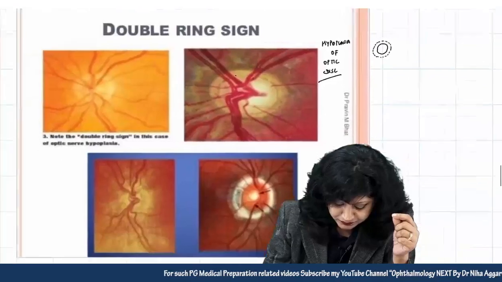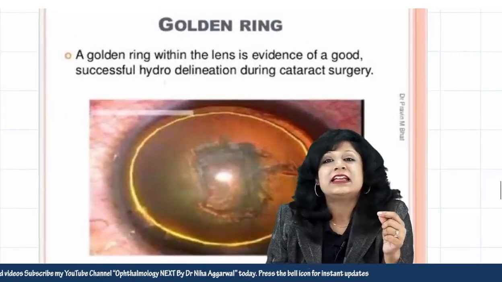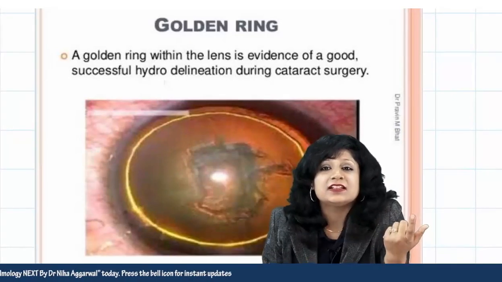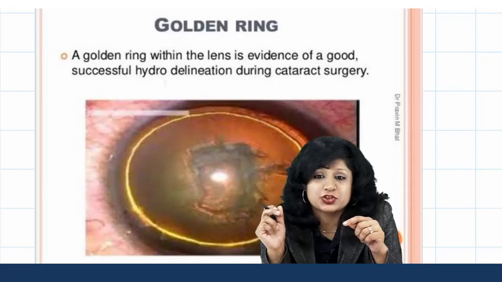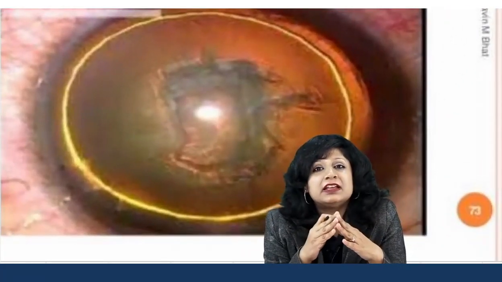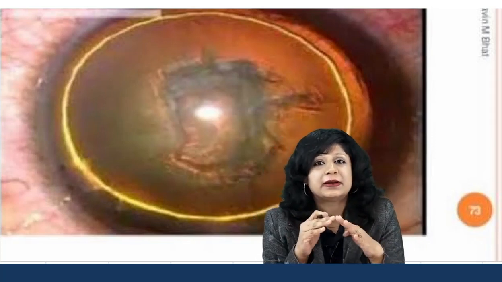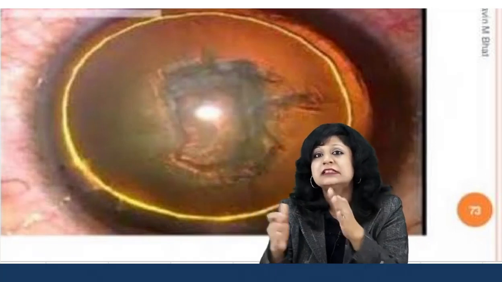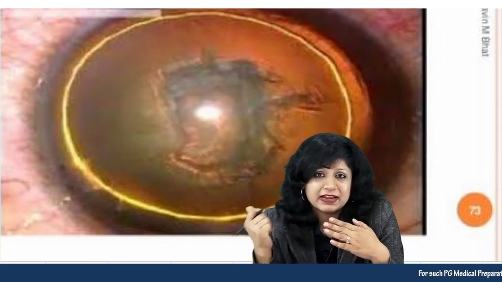All right. Then we have this golden ring. Golden ring is actually not a pathological ring. This is seen after a successful hydrodelineation in cataract surgery. Hydrodelineation means separating, with the help of balanced salt solution, the nucleus from the epinucleus. That is called hydrodelineation, and it is not a mandatory step in every case.